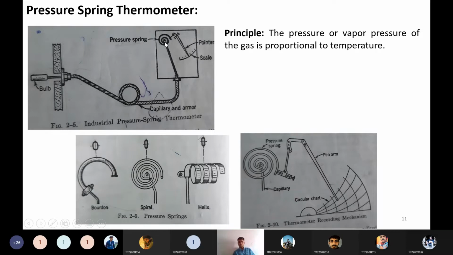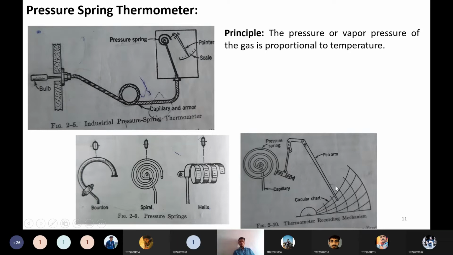This pressure receiver can be of three types. One is a Bourdon tube type, and the others are spiral type or helix type. Out of these, anything we can use here as a pressure receiver. After this pressure receiver, there will be a connector which connects the pressure receiver to the pen arm or a pointer, we can say. Due to this connection, whenever it deflects from its standard position, it will cause a displacement in the pointer. This pointer will be rotated on a calibrated chart.